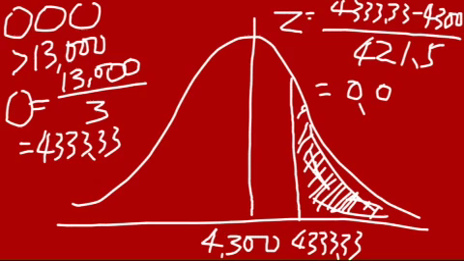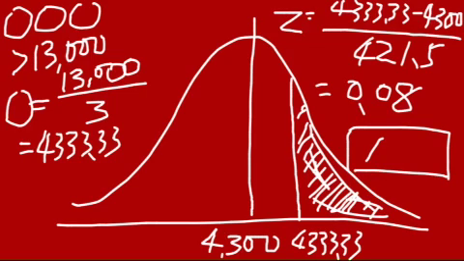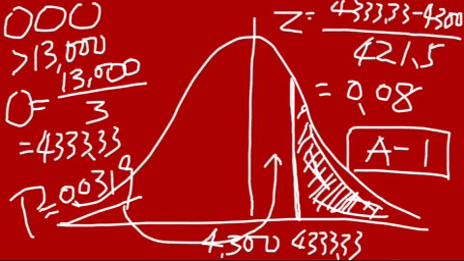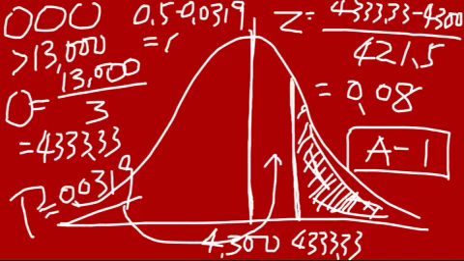If you check table A1, you can know the probability is 0.0319. And that means 3.19% of the data lies between this and the mean. And your last step is to use 0.5 minus 0.0319. So your final answer is 0.4681, meaning this part. This is your final answer.